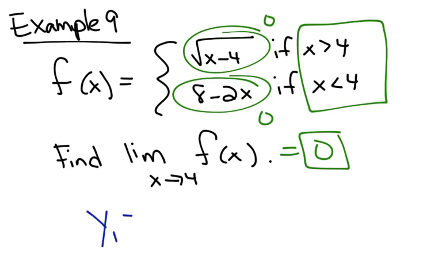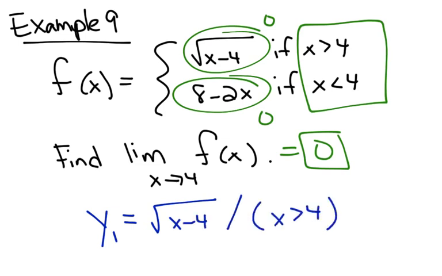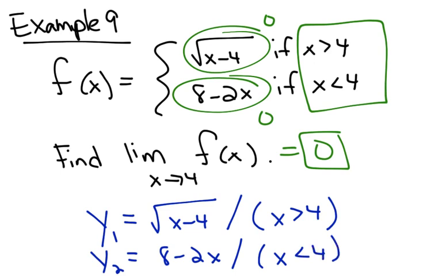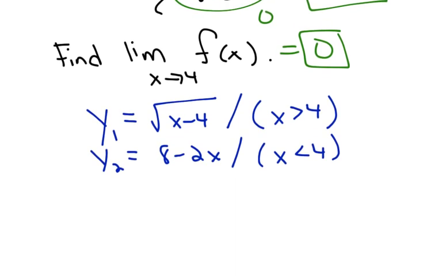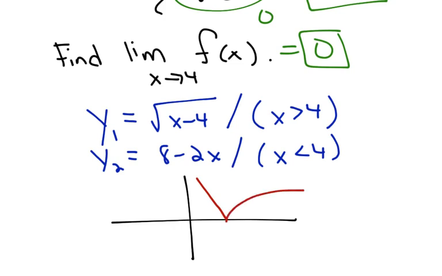Remember, you can plug this into the graphing calculator by doing y1 equals the square root of x minus 4, division sign parentheses x greater than 4, and then graphing y2 equals 8 minus 2x, division sign x is less than 4. And when you look at the graph, you'll see something that looks similar to this. And then that will be at 4. And you'll notice at 4, it hits the x-axis, which means the y value is 0. And that is finding limits algebraically.